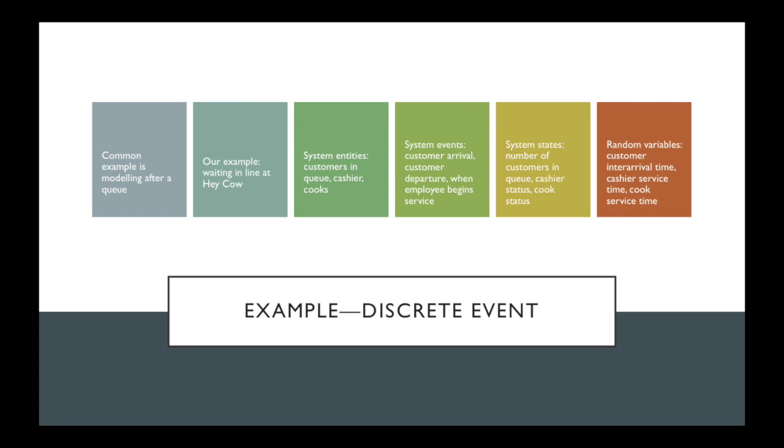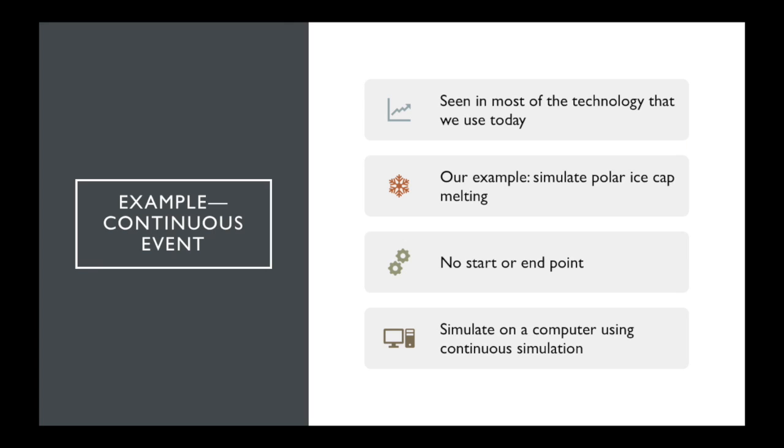A common example of a discrete event is modeling a queue. Our example that we will discuss is waiting in line at Hay Cow at Liberty University. The system entities are the customers in the queue, the cashiers, and the cooks. The system events are the customer arrival, the customer departure, and when the employee begins service. The system states are the number of customers in the queue, the cashier status if they are idle or not, and the cook status if they are idle or not. The random variables that need to be characterized to model the system stochastically are the customer inter-arrival time, the cashier service time, and the cook service time.